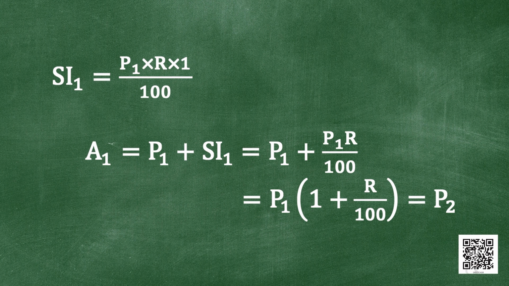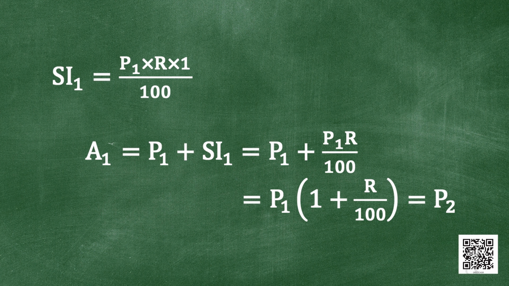So the amount at the end of the first year, that is A1, is equal to the principal amount P1 plus the simple interest for the first year, SI1. So that is equal to P1 plus, as we have just observed, SI1 is equal to P1R divided by 100. By taking P1 common from these two terms, we get P1 times 1 plus R by 100. So this will be our principal for the second year. Let us denote it as P2.